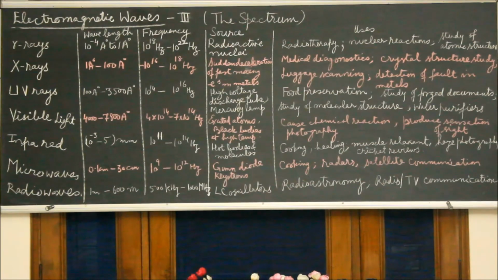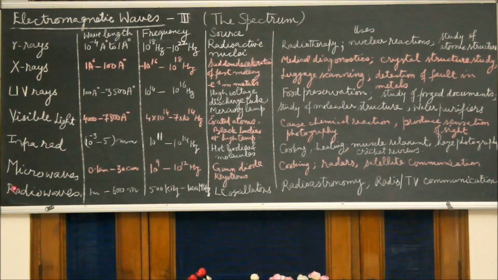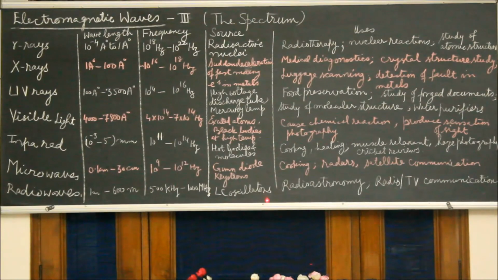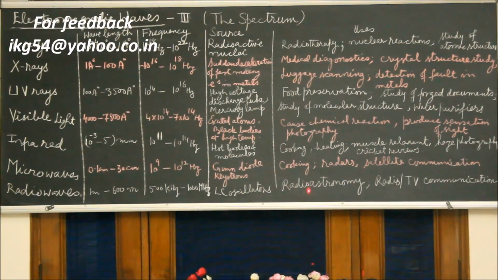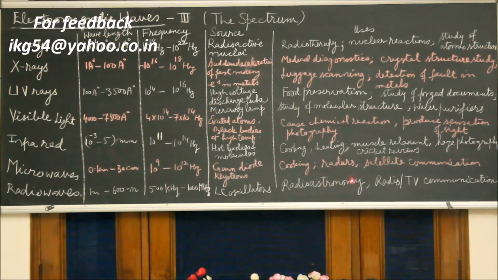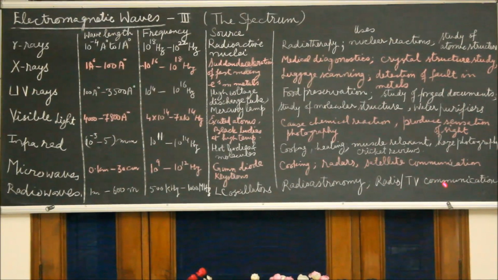The still larger wavelength electromagnetic waves are radio waves with wavelength ranging from 1 to 600 meter. They are produced by LC oscillators and are used in radio astronomy. For example, radio waves have helped in the detection of heavenly bodies known as quasars or quasi-stellar radio sources. They are used in radio communication and TV communication.